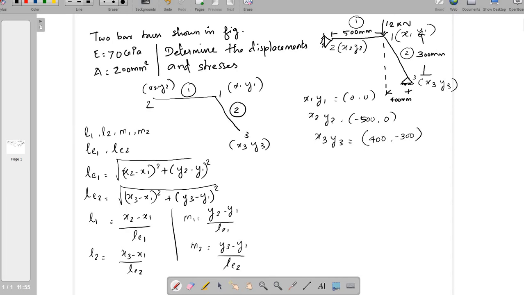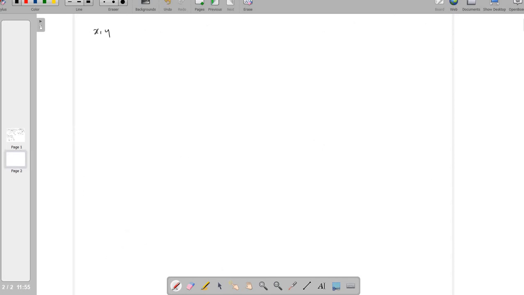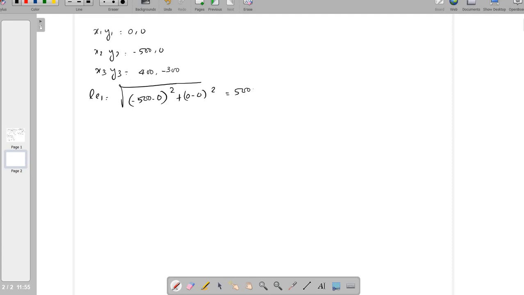So on the next page I am going to write the coordinates again. x1, y1 is 0, 0. x2, y2 is minus 500, 0. x3, y3 is 400, minus 300. So LE1 is equal to root of x2 minus x1, so minus 500 minus 0 the whole square plus y2 minus y1, 0 minus 0 the whole square. So the effective length is 500 mm.